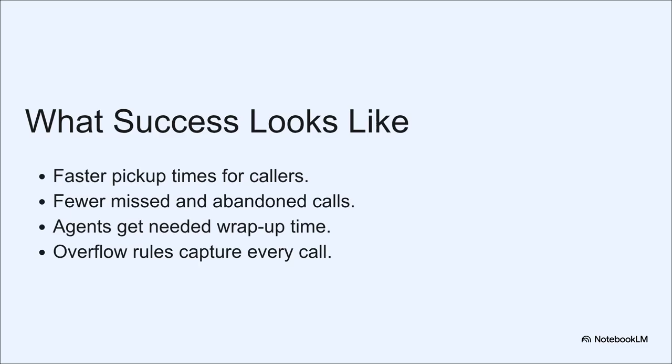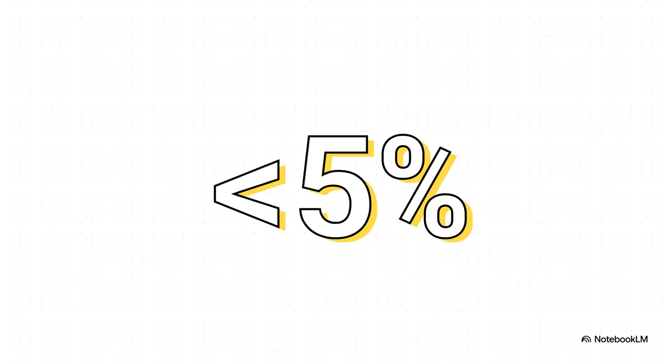And of course, you get that peace of mind knowing your overflow rules are catching every single lead and every single support request. And hey, if you're a data person, if you love hard numbers, here's a really clear goal to shoot for. A well-tuned queue list can and should get your call abandonment rate, that's the percentage of people who hang up while they're waiting, down below 5%. That is a fantastic metric for a healthy customer experience.